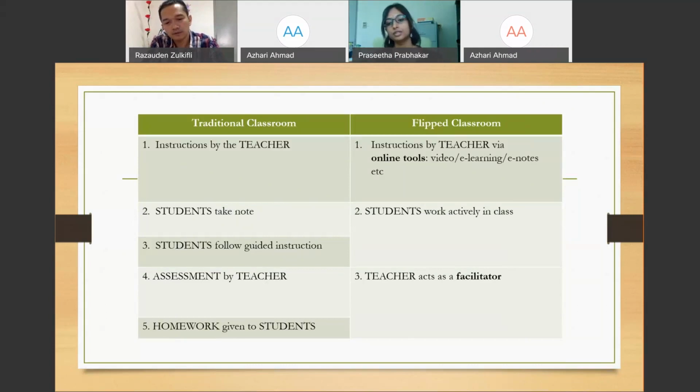But in flipped classroom, students are required to already know what is to be taught in class. Materials are provided beforehand, and in class there is no real lecture by the lecturer or teacher, but students already know what they're supposed to do and they work actively. They work together in their specific groups, and the teacher acts as a facilitator. So that's why we say a flipped classroom.